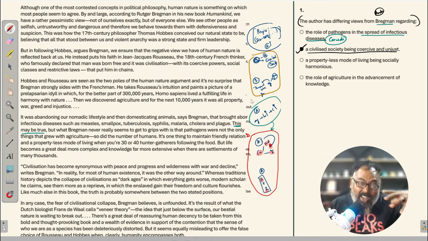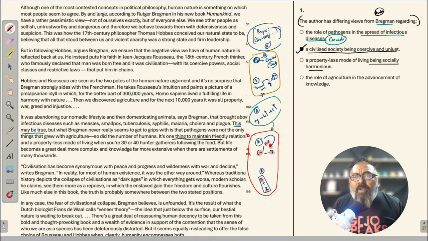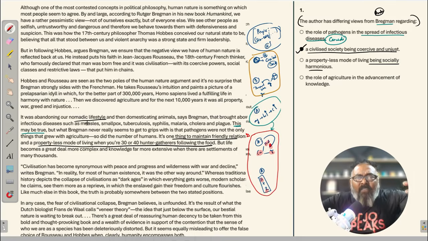The author is saying, no, it's not that; it's in the middle. Propertyless mode of living, socially harmonious. The author is saying that it is one thing to maintain friendly relationships and property law if you are hunter-gatherers. The author is not saying that a propertyless, nomadic lifestyle is not harmonious. The author is conceding, yes, it is harmonious. But when you have so many people, what happens then? The role of agriculture and advancement of knowledge. Okay, this is crazy. The answer to the question is one.